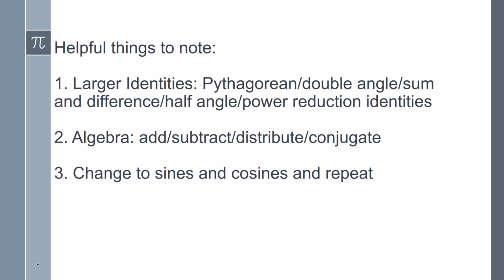Now, our thought process: first thing is we look for those larger identities, the Pythagorean, sum and difference, double angle, etc. Then we use some algebra, okay, add or subtract, distribute, conjugate, factor, things like that. And then we're going to change to sines and cosines and repeat.